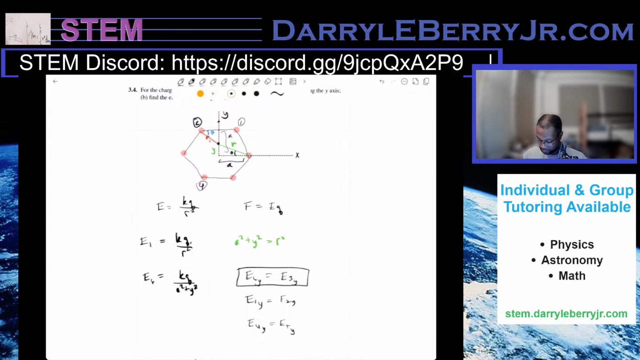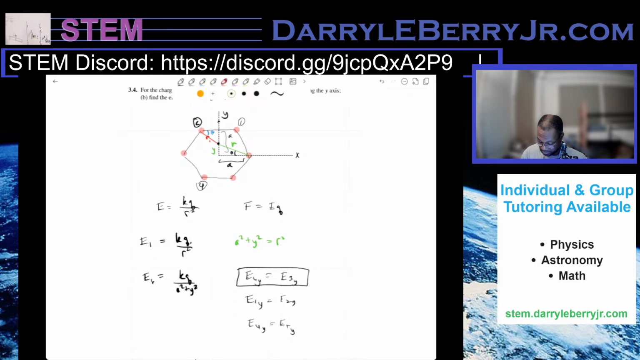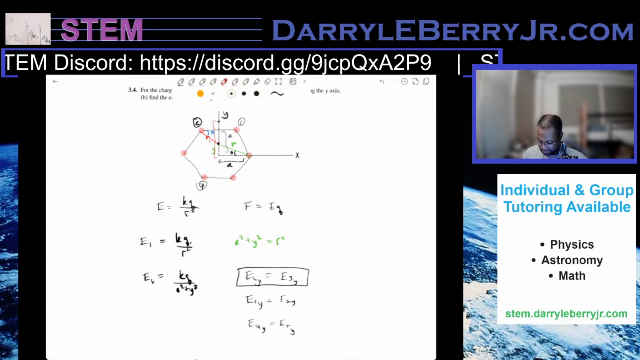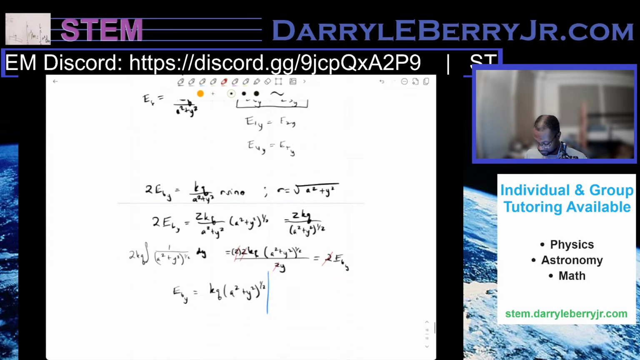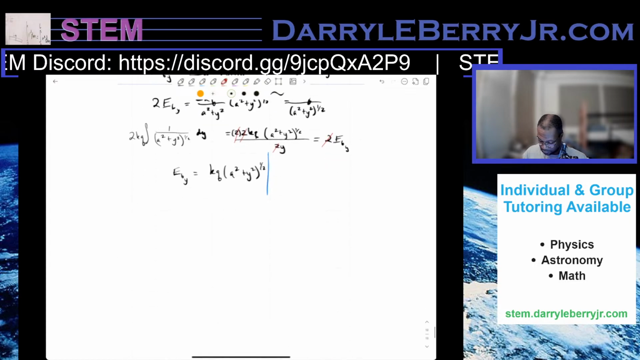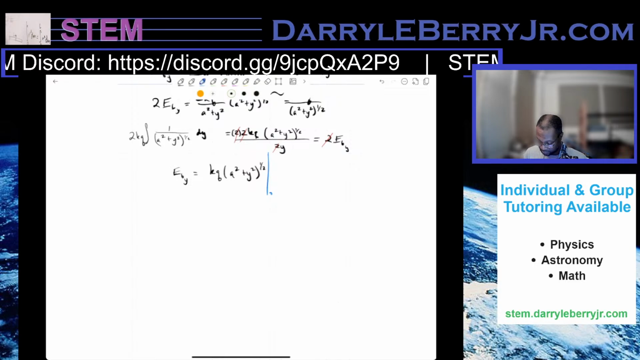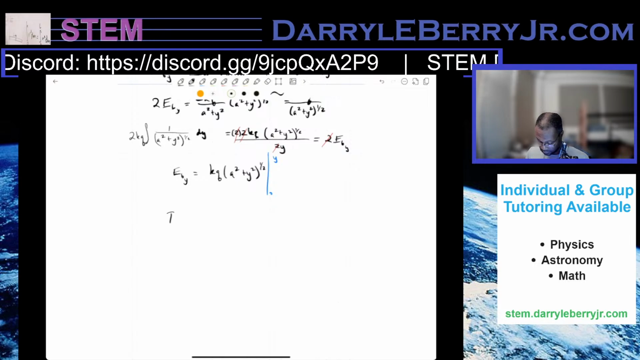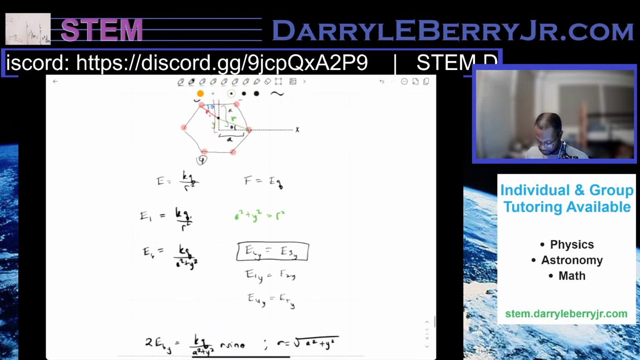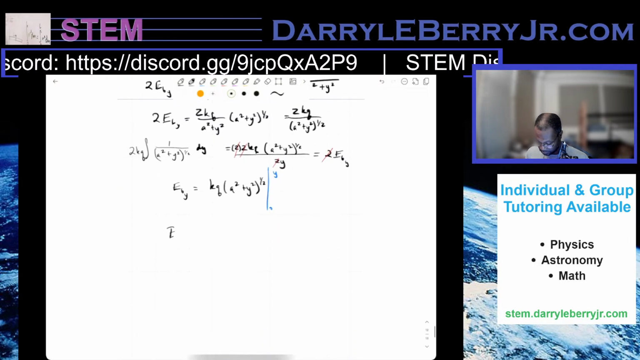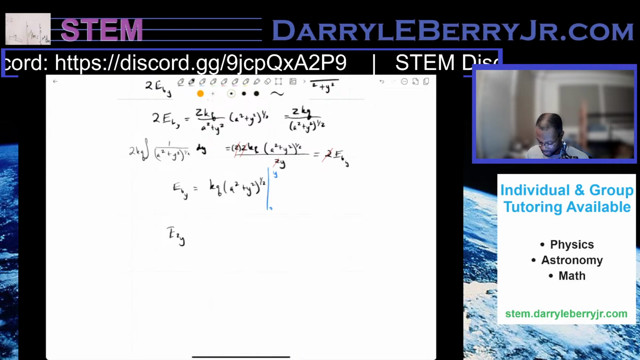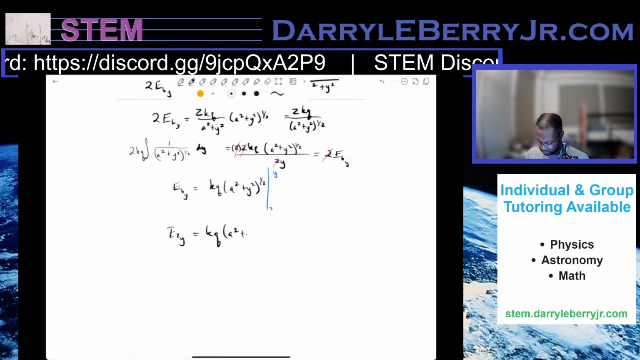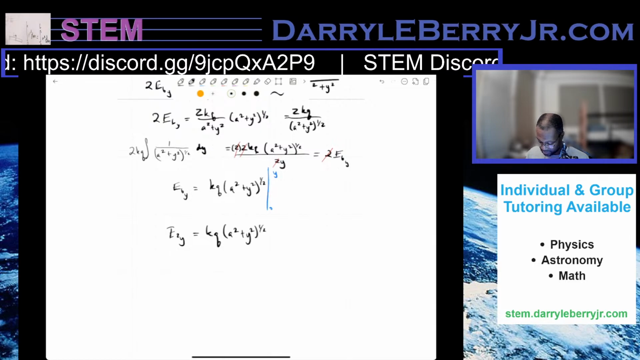A subtract, so if it was on this part right here, we would have a minus y, and that'll be the difference. So the integral here is from 0 to y, e 2y equals kq a squared plus y squared to the 1/2.